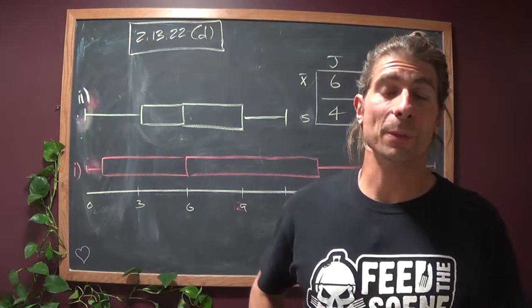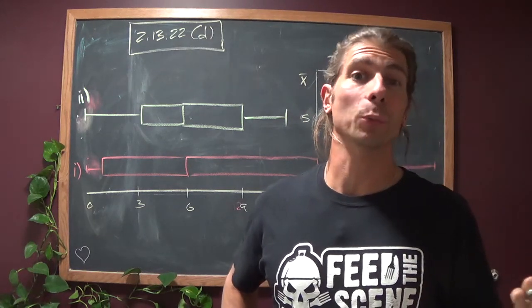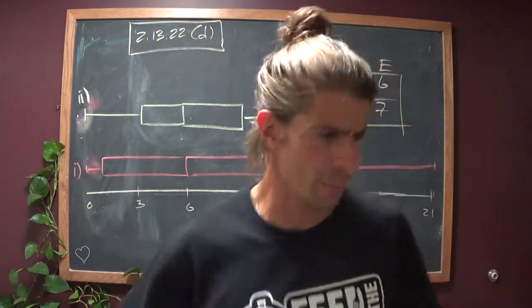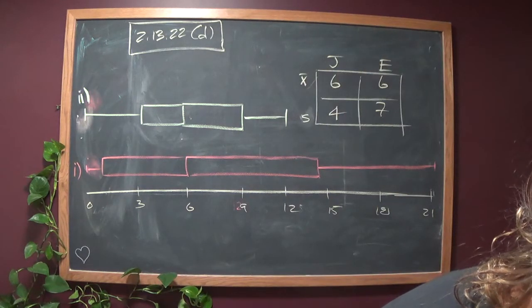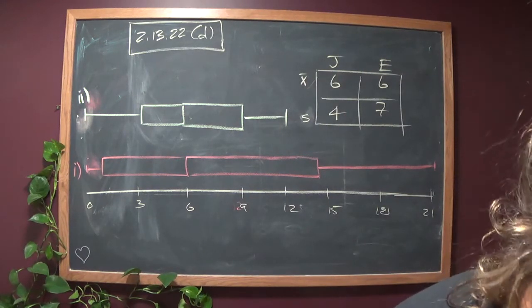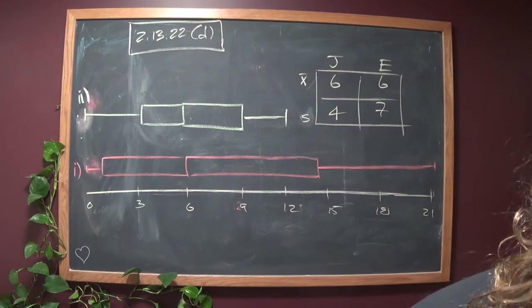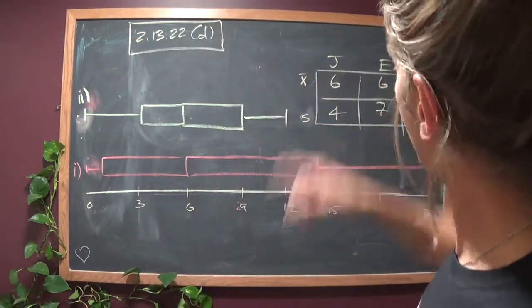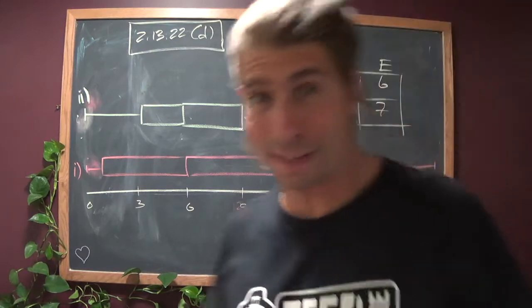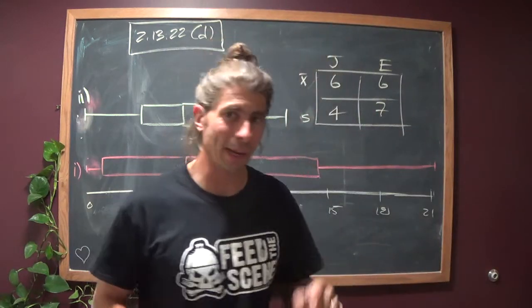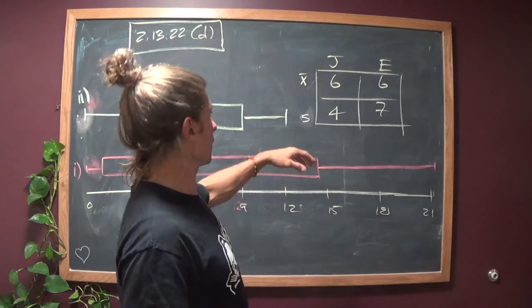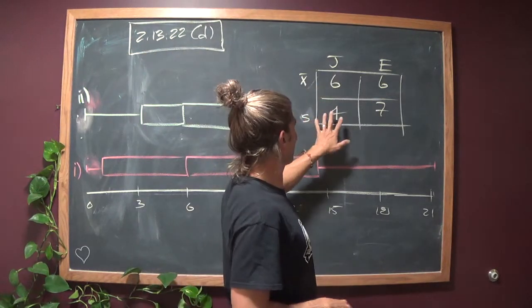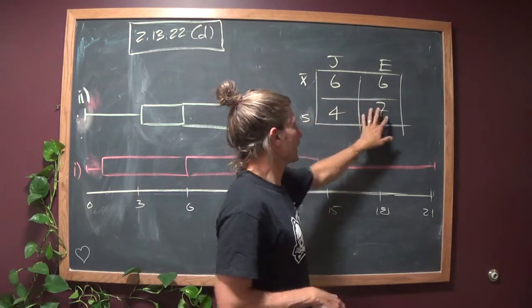So what we have here is a revisit of an old problem. Erica and Javier, I believe. Yeah, Erica and Javier, Ursula and Javier. And they collected some data on something. Actually, it's not important. But there are the measures of center and spread that they got. So this is tied back to center and spread. That's why I kind of like revisiting it. They both got an average of 6, but Javier had less variability than Erica did.